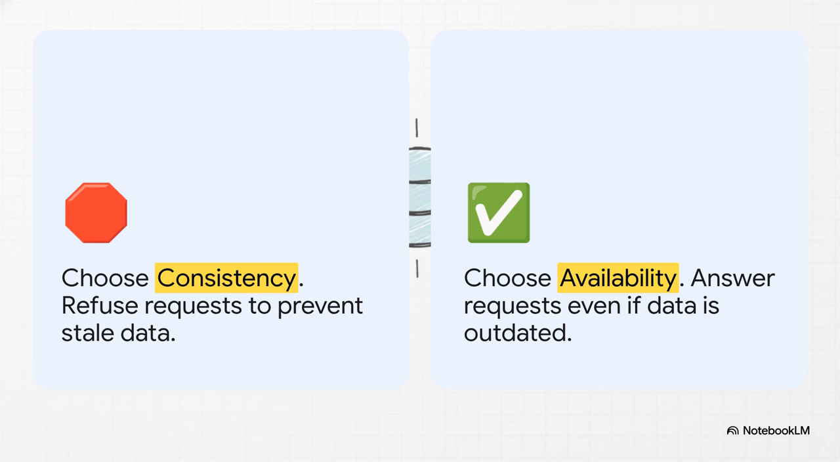So, during a network partition, real systems are forced to make a brutal, hard choice between consistency and availability. Do you choose consistency, meaning you actively refuse to answer a user's query just to prevent them from seeing stale, lagging data? Or do you choose availability, meaning you always answer the user's request to keep the app feeling fast and responsive, even if you know the data they are looking at might be slightly outdated? Every single database architecture we've discussed today leans one way or the other on this specific trade-off.